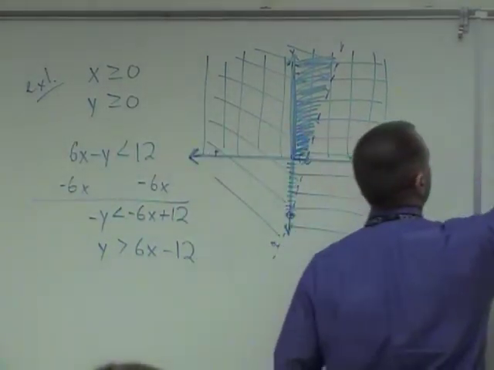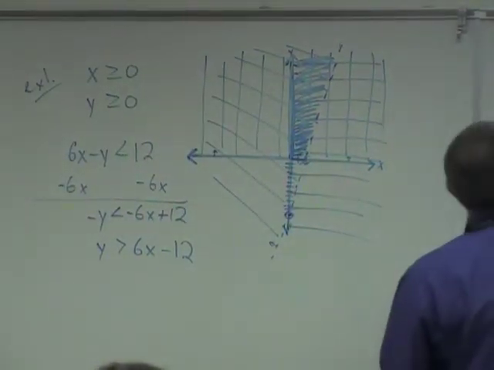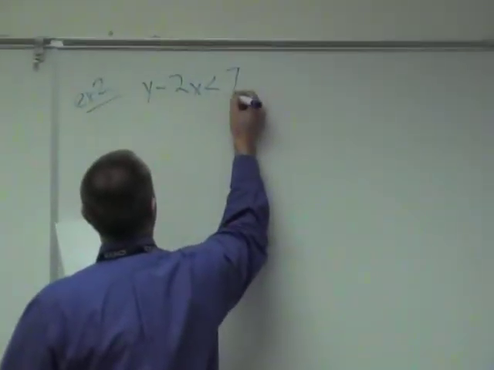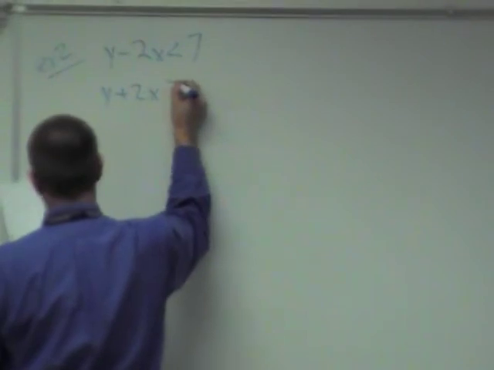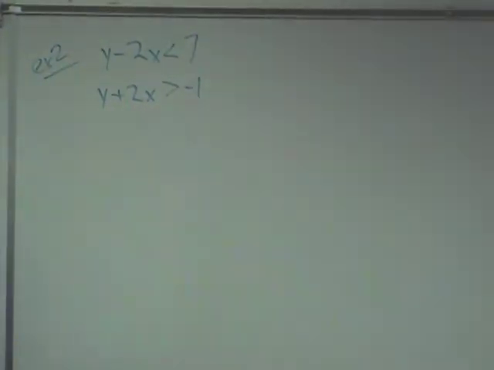All right, example 2. Y minus 2x less than 7 and y plus 2x greater than negative 1. Everybody graph those. What do you got to do first? Slope intercept form, good. If I do that, check it out. They almost appear like it's going to be no solution.